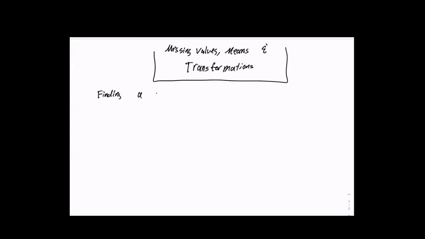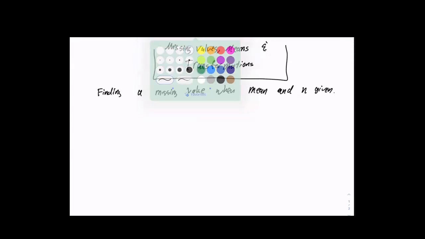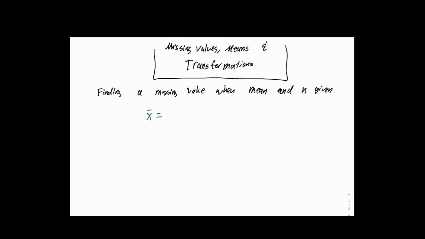Finding a missing value when mean and n are given. So we know that the formula for mean is the summation of x over n. I showed you this formula in the past. This formula also is the same and is equivalent to saying x1 plus x2 plus x3 plus dot dot dot plus xn over n.